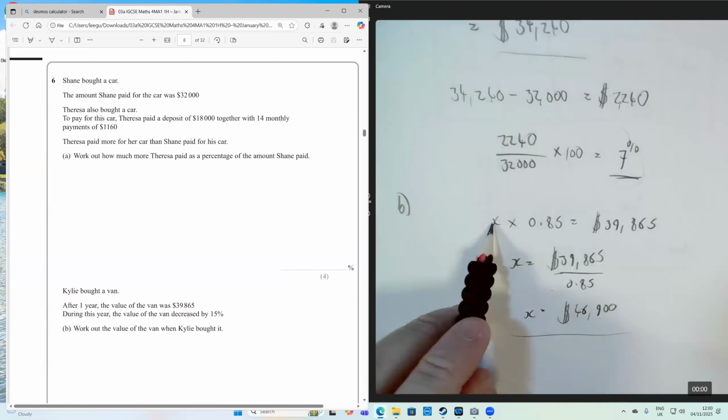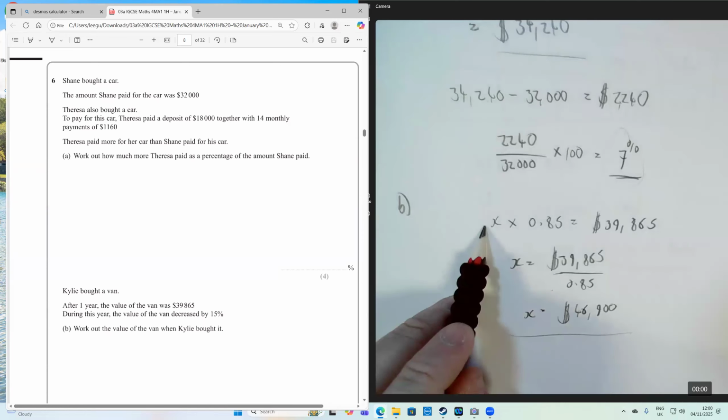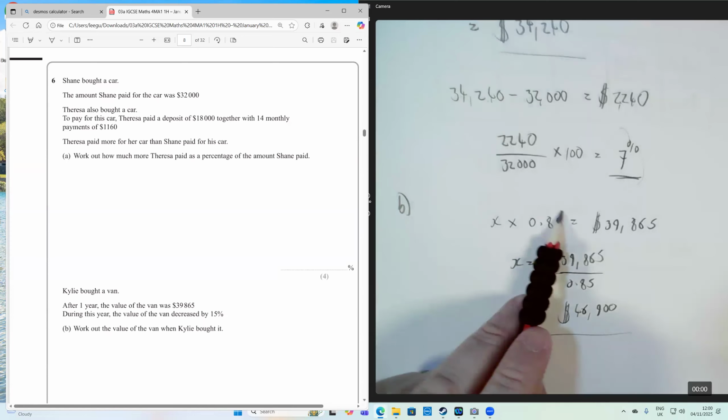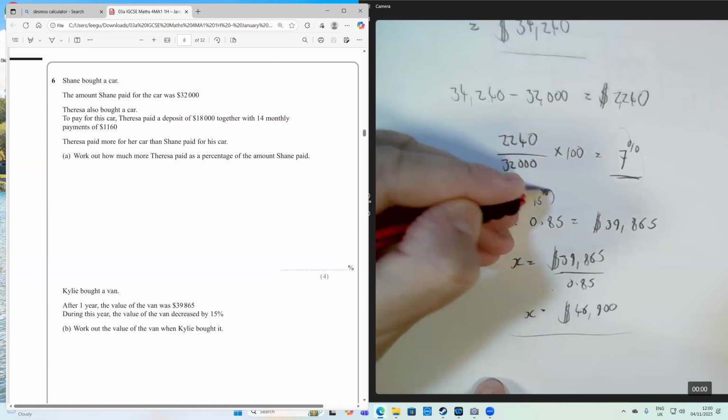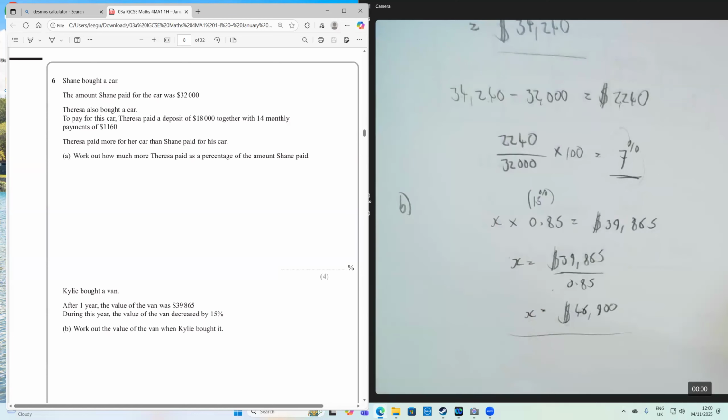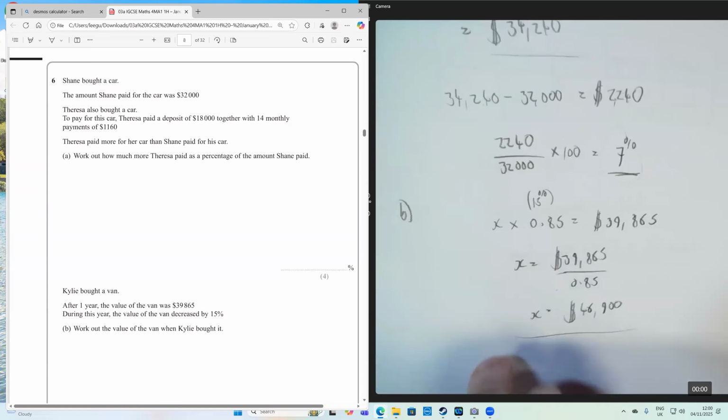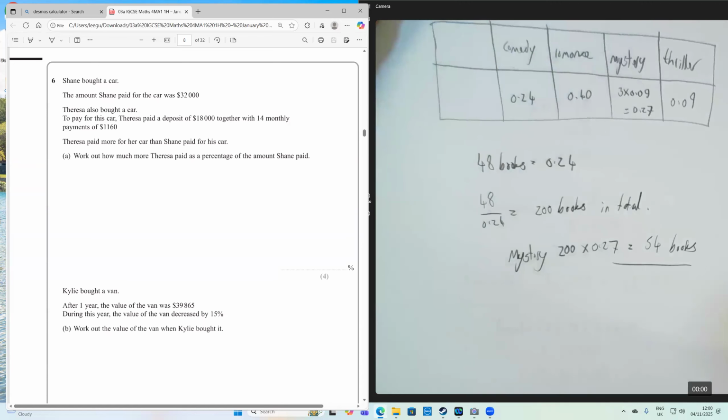So we don't know how much the van cost when he bought it, but we do know that it depreciated by 15%. Now the multiplier for something decreasing by 15% is 0.85. So we've got x times 0.85 equals 39,865. In order to get back to the original cost, we need to divide by 0.85. And when we do that, we find that the original price of Kyle's van was $46,900. Okay, very good. Next one.